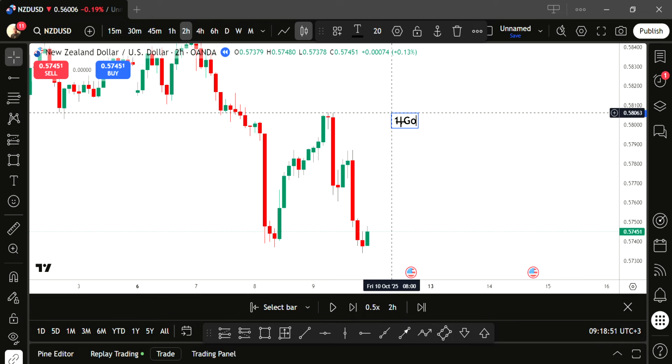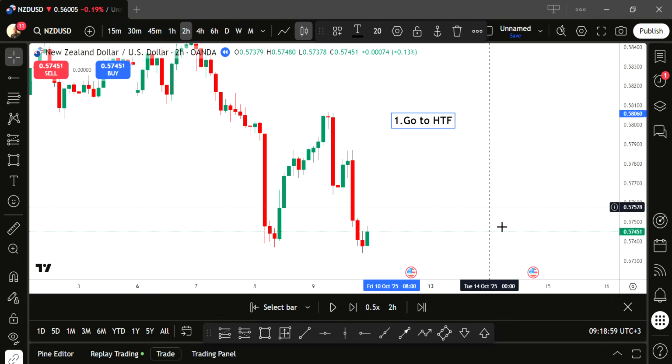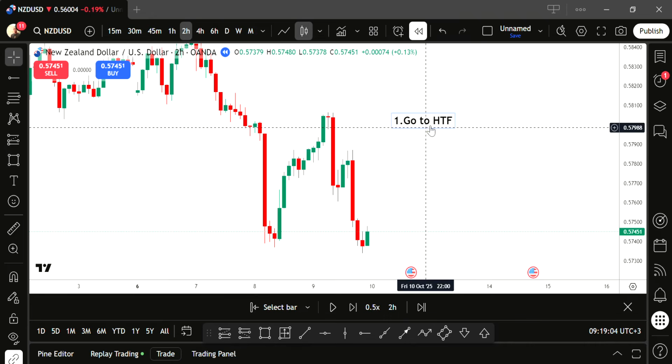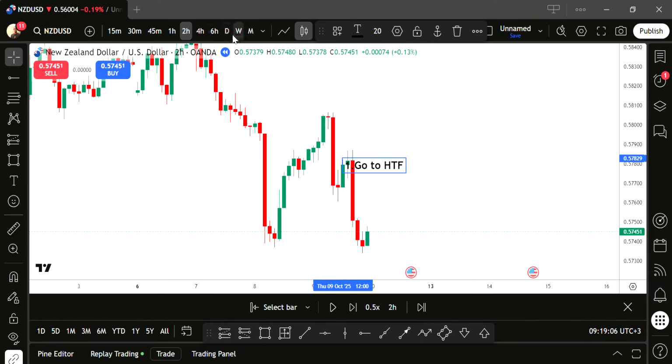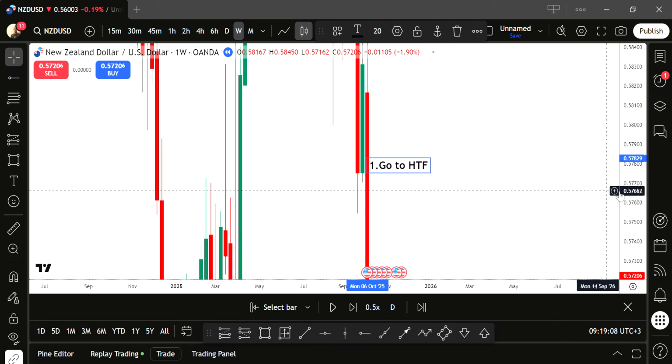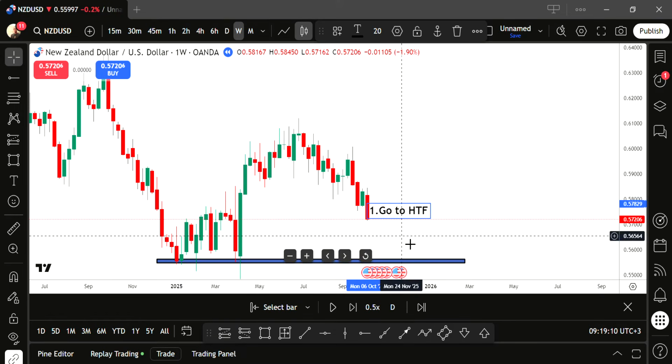So the rule is very simple. Number one, go to your highest time frame. On your highest time frame, what are you going to look for? Let's go to our highest time frame, like rule number one says. Let me just extend my rules here so that they don't disappear. My highest time frame is always and always the weekly. So go to your highest time frame, rule number one.